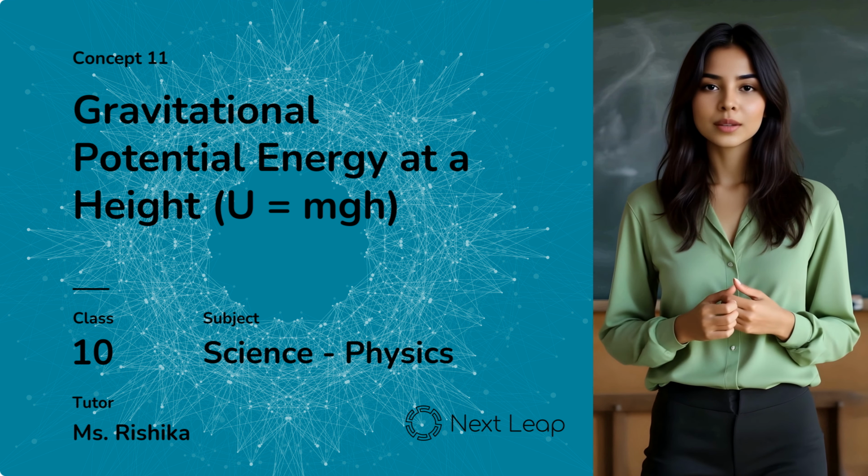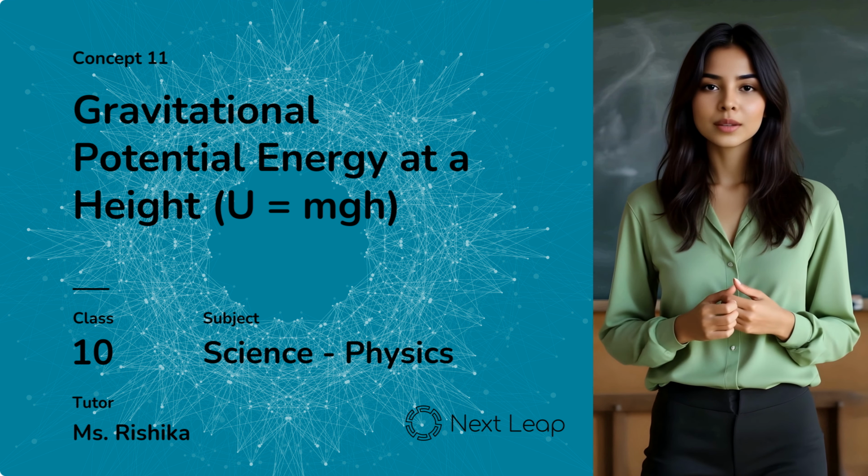Let's derive the formula to understand it better. We know that work done is equal to force into displacement. Now, the force needed to lift a body vertically is equal to its weight. Weight is mass times gravitational acceleration, or F equals m into g. The displacement is the vertical height, so we substitute. Work done W equals m into g into h. And this work done is stored as potential energy. Therefore, we conclude gravitational potential energy, U equals m into g into h.